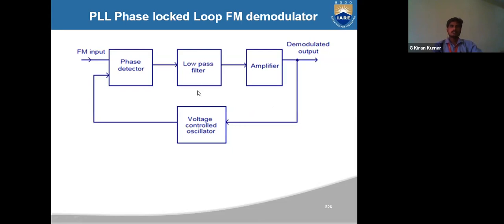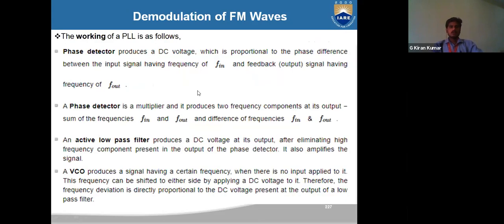Right, here you can see. An active low pass filter produces a DC voltage at its output after eliminating the high frequency components present in the output of the phase detector.